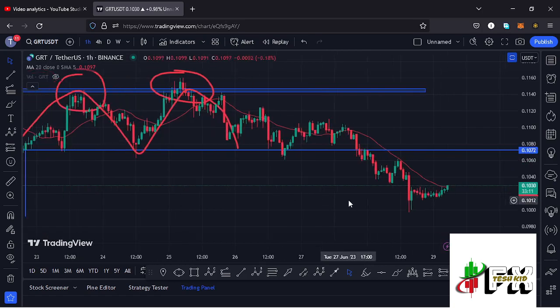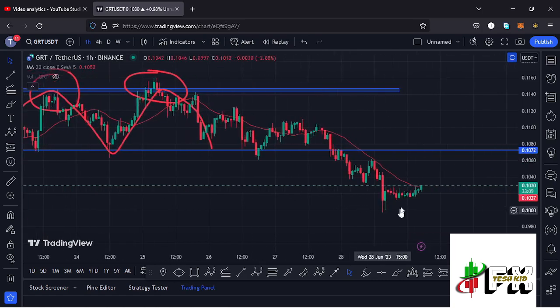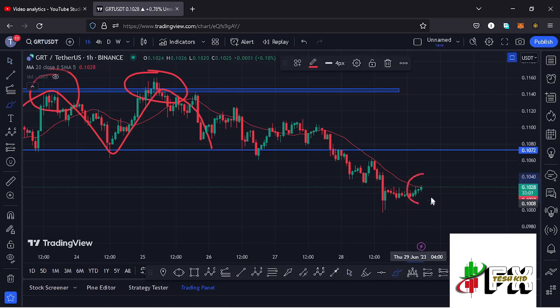And at the time of this recording, you can see that we are seeing a bit of a recovery after seeing that breakdown to the lower side, and we are also holding above the 20-day MA here on the 1 hour chart, which is now acting as support for us to continue gearing up.